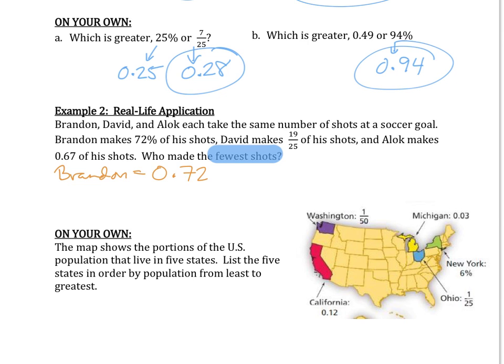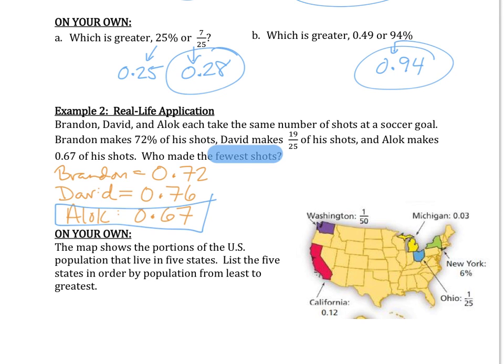So for Brandon, we know that 72% is equal to 0.72. Now, David's fraction, if you take your calculator and do 19 over 25, you'll end up seeing that it is 0.76. And then, of course, Alok's decimal is already taken care of, so we don't have to do anything with his value. So if the question is who made the fewest shots, then our choice is going to be Alok, since he made 0.67, which is, of course, less than the other 2 boys' values.